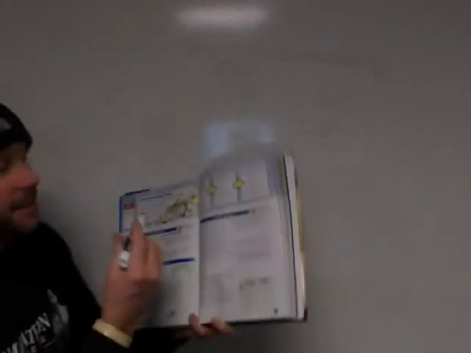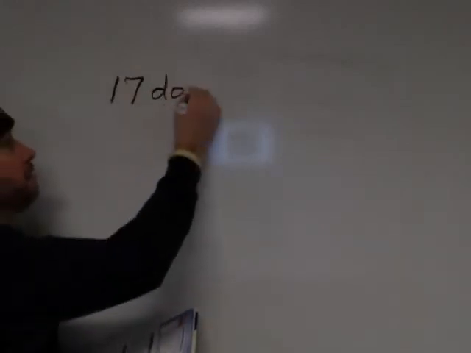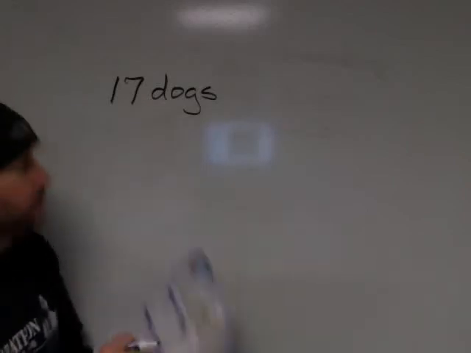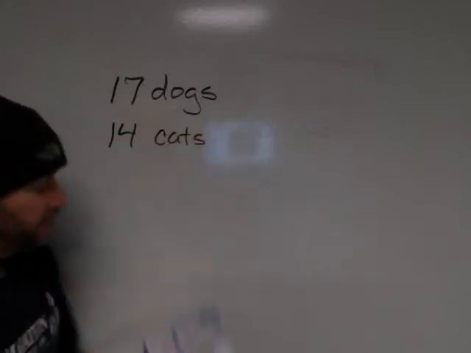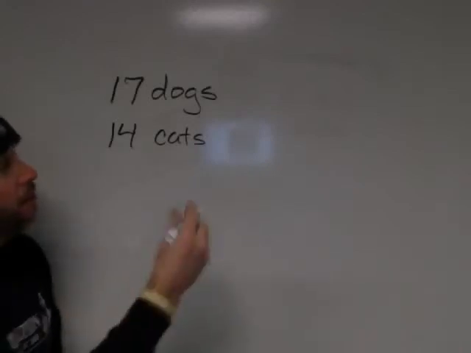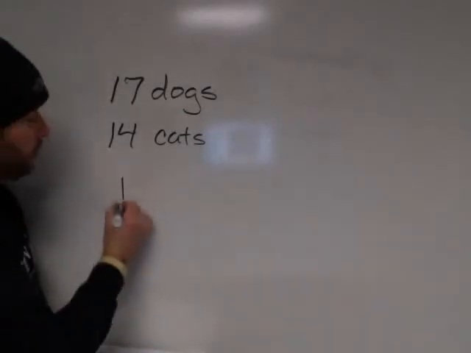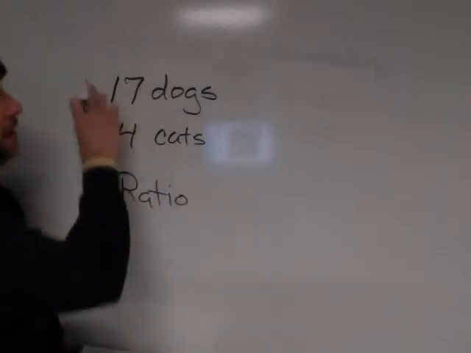When you're looking at your book, you'll find that they conveniently tell you that there are a total of 17 dogs and 14 cats. Then they give you a nice picture of all those critters. So what they're talking about are ratios. When we talk about a ratio, we are talking about comparing numbers.